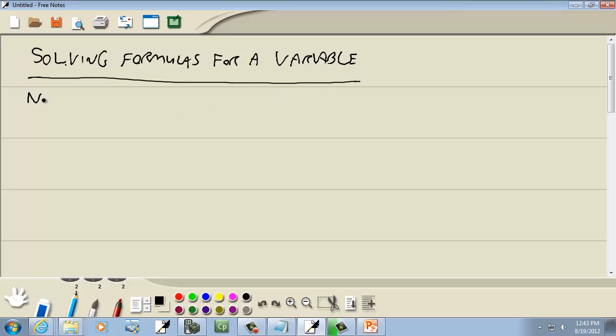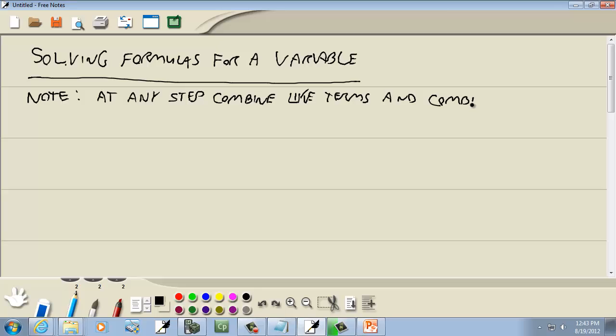Now we have a note up at the top. I'm not sure if I've ever used it, but it says, at any step, combine like terms and combine numbers. That's actually anywhere in math.